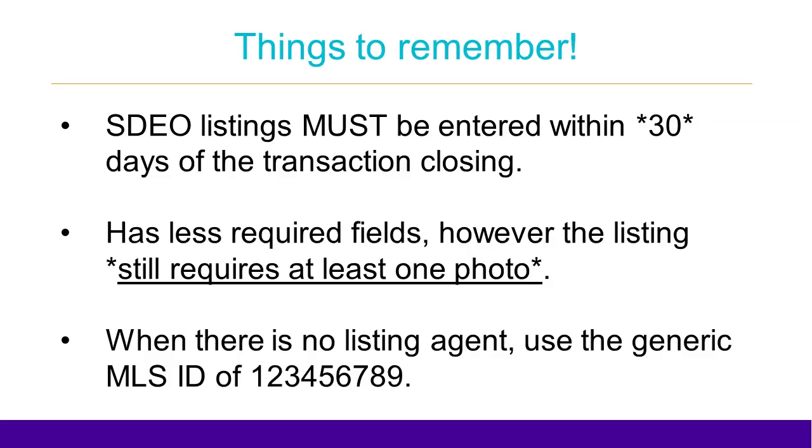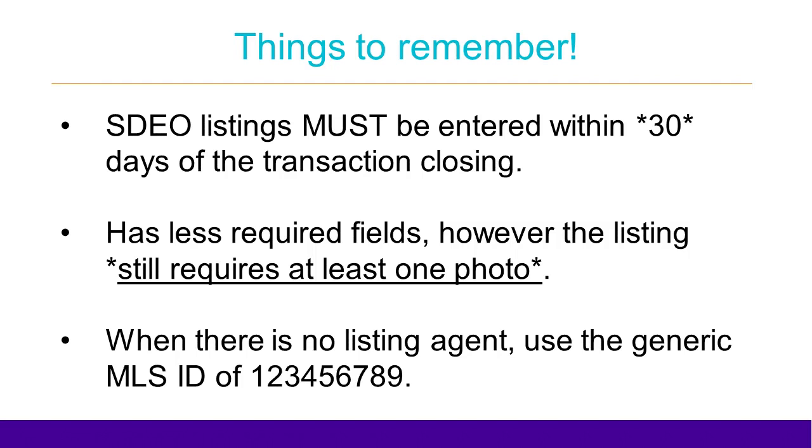Okay, a couple things to remember about putting in a SDEO listing. These must be recorded within 30 days of the transaction closing. Now, listing entry has less required fields, but it still requires at least one photo. Now, in the case of this listing, there is going to be no listing agent. So you're going to use the generic code of 123456789 for the listing agent MLS ID. And then you will put in your MLS ID as the selling agent.